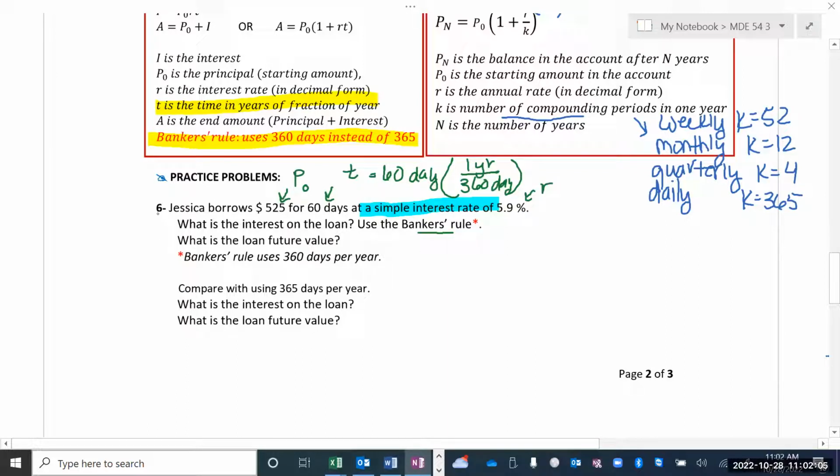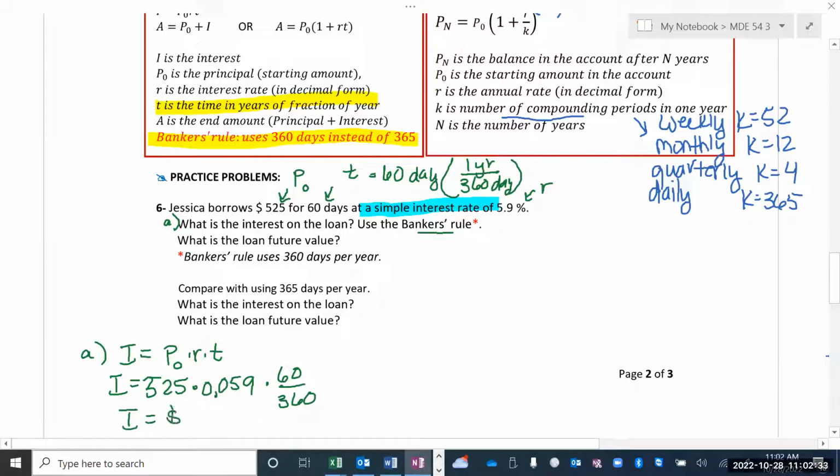There's my R. So here's part A. Part A is asking for the interest on the loan. So I would do P0, which is 525, times her rate times her time. I'm going to leave it at 60 over 360. I'm not going to make it more complicated than it needs to be. Just write it as is. So her interest, if I type all that in exactly how I saw it, is $5.16. Make sure you're typing it exactly how you see it. No parentheses needed. Use those calculators.